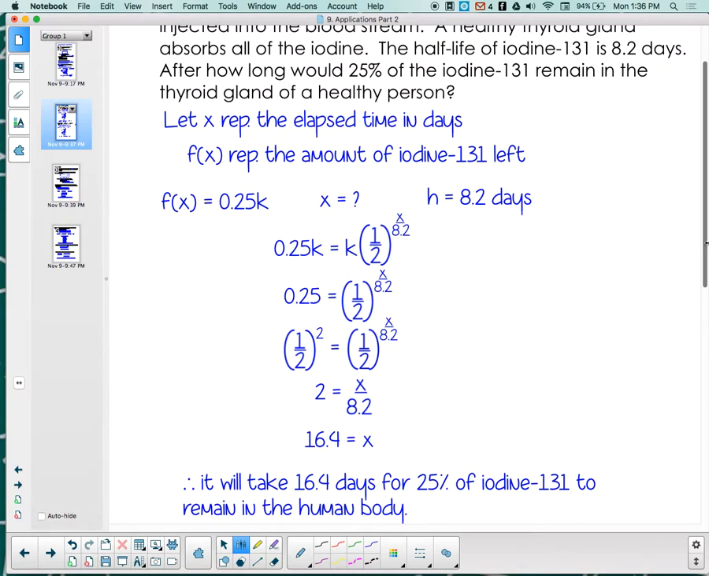What's 0.25 as a fraction? 1 over 4. 0.25 is 1 over 4, and 1 over 4 is a half squared. So I can get a common base of a half. So that means that 2 is equal to x over 8.2. To solve for x, we can cross multiply. We get that x is 16.4.